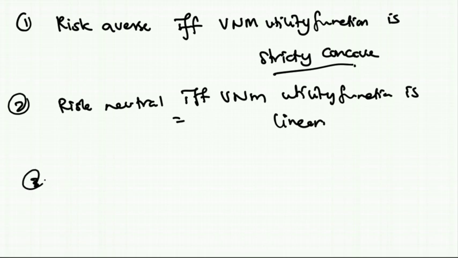Now, number 3, let me change this one. Instead of risk averse, we can have a risk loving person, if the von Neumann-Morgenstern utility function is strictly convex. Alright. All of this will be shown in the form of a graph later so that you can see clearly why it is said that way, mathematically speaking.